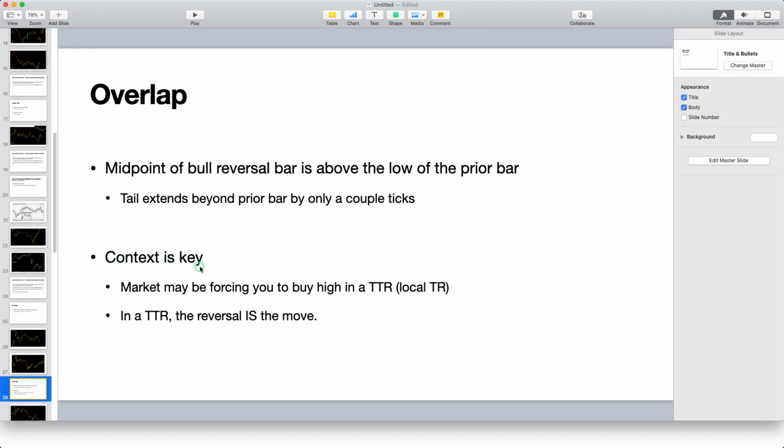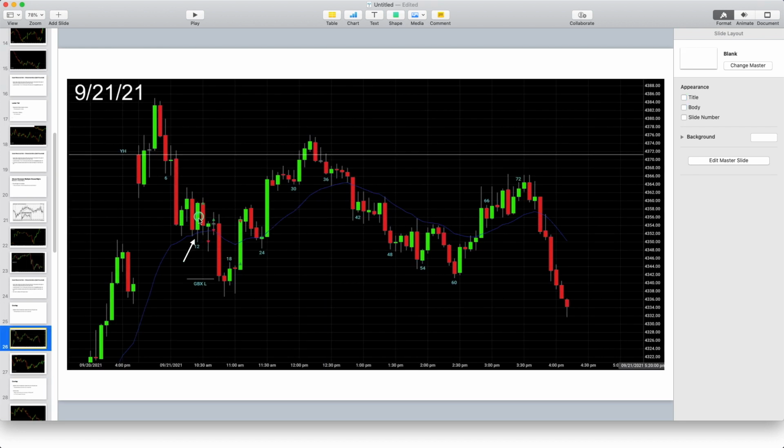And so that's the second point. Context is key. The market may be forcing you to buy high in a tight trading range, which is a local trading range. In a tight trading range, the reversal is the move. So where I bought here above 12, I was seeing it as a reversal, but it was actually just a move. It was the entire move up to the top of the trading range. There was no more room for it to go. So this entire bar is not a signal for anything more. The entire bar is actually just a bounce. It's the entire move up to the top of the tight trading range where bears will sell and bulls will exit their positions.